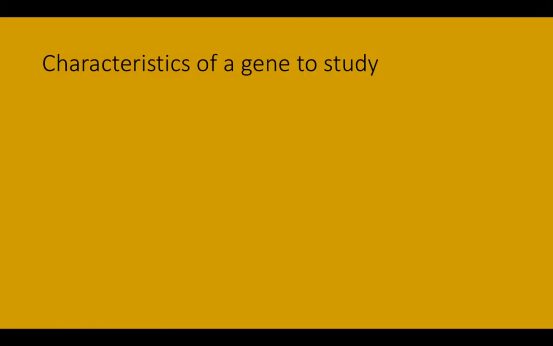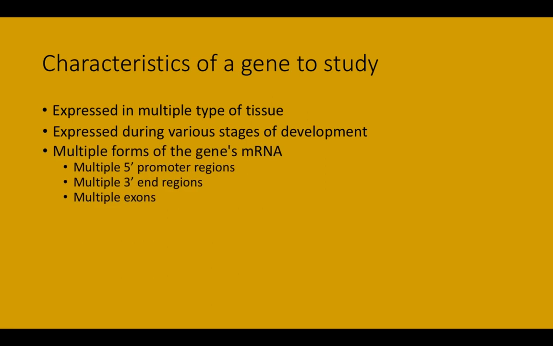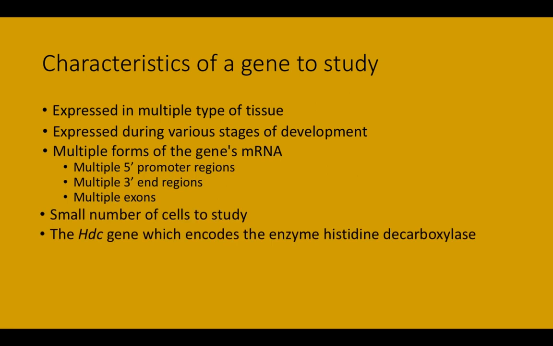So what characteristics of a gene should we look to study? We can look to see, is the gene expressed in multiple types of tissue? Is the gene expressed during various stages of development? Are there multiple forms of a gene's mRNA? These differences could include multiple 5' promoter regions, multiple 3' end regions, or multiple exons. It is easier to study a gene when it affects a small number of cells. We will be studying the HDC gene, which encodes the enzyme histidine decarboxylase.